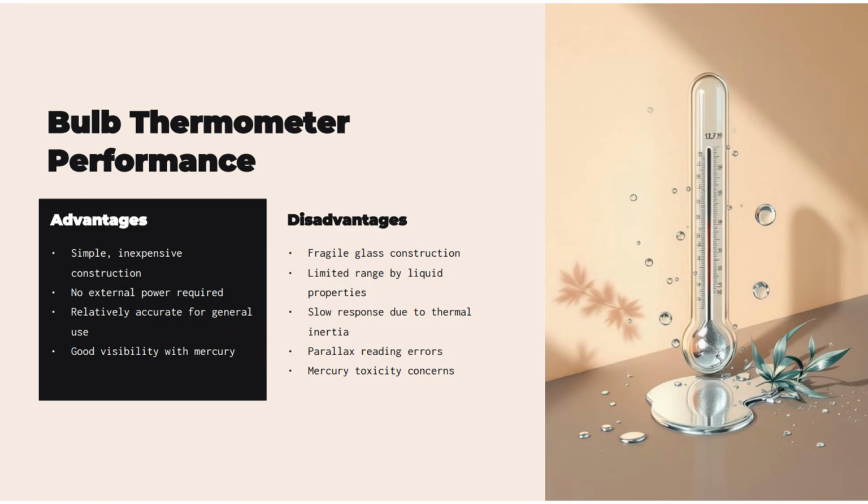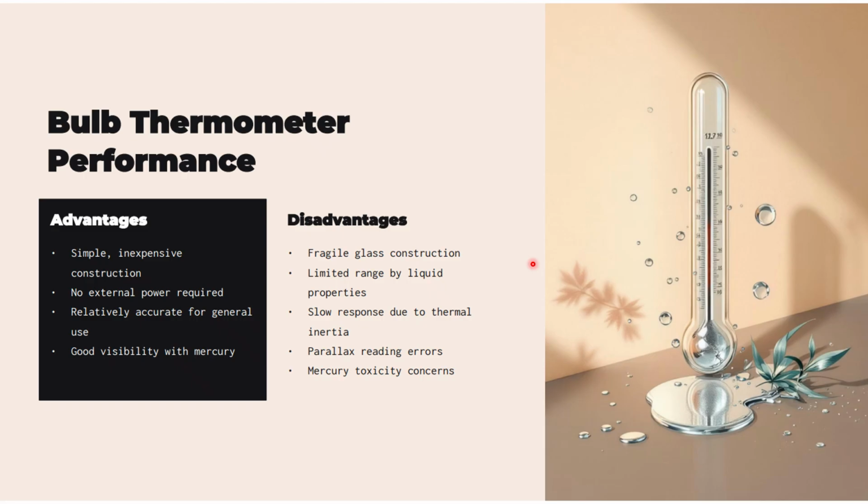When we talk about the advantages and disadvantages of these types of thermometers, especially bulb thermometers, the advantages include that it is inexpensive, and has good accuracy and reliability, and no need for any batteries or power sources. Similarly, they also have a few disadvantages, because it is glass.